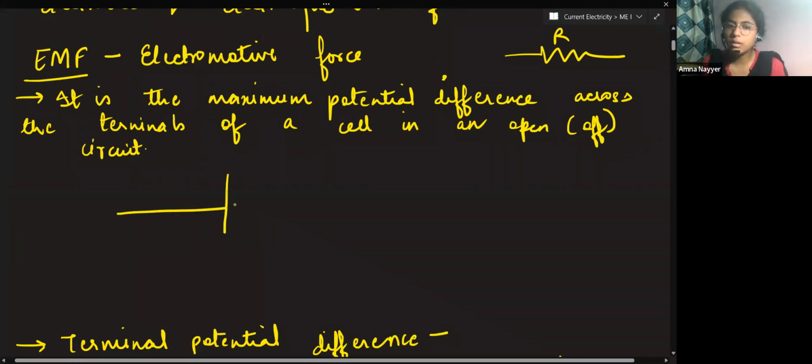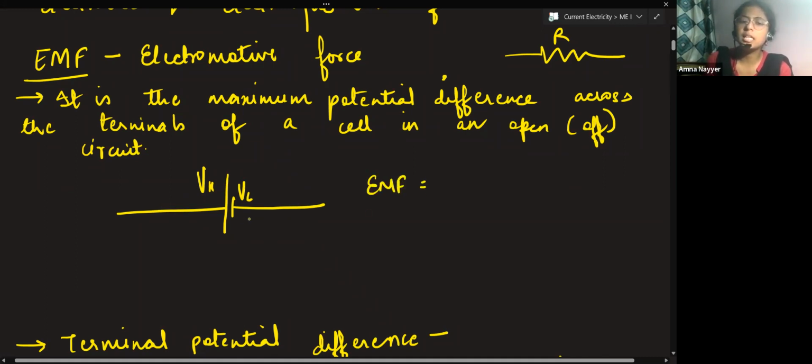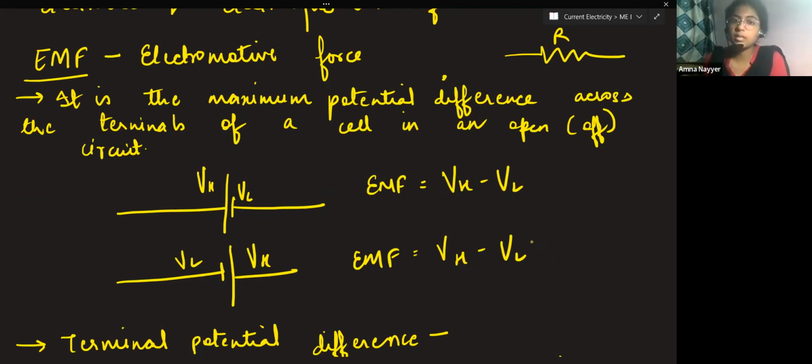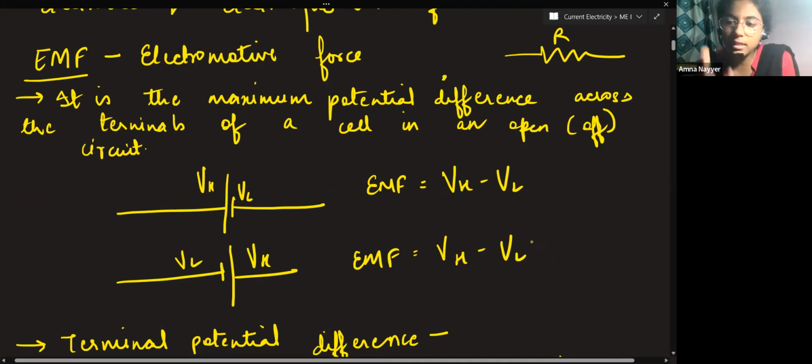Like if this is the positive terminal of a battery, this is the negative terminal of the battery. So the voltage is at the higher end here, and the voltage is at the lower end here. Voltage is low, voltage is high. So EMF becomes VH minus VL. Or even if you reverse it, so this becomes VL and this becomes VH, your EMF will still be VH minus VL, because that's the potential difference. So you have to have a difference. Remember, it's the maximum value of potential possible. So the second quantity is EMF.